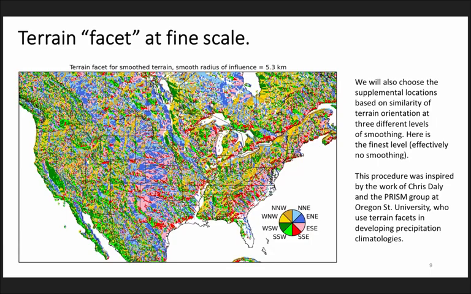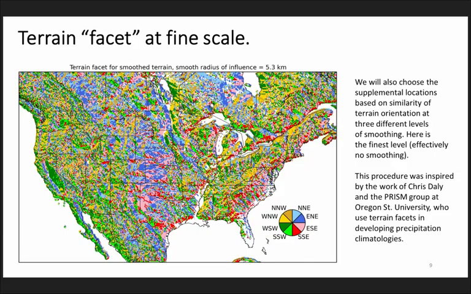And at three different levels of scaling, we're going to look at a similarity of terrain facets. So here the dark green color, for example, is a slope of the terrain which is facing to the west-southwest. And if we're at a grid point in the San Joaquin Valley of California, and we're looking for supplemental locations there, we would be looking, if possible, to find other points that are green that have similar terrain facets there, with the assumption that the forecast bias is going to be similar depending upon terrain slope there.